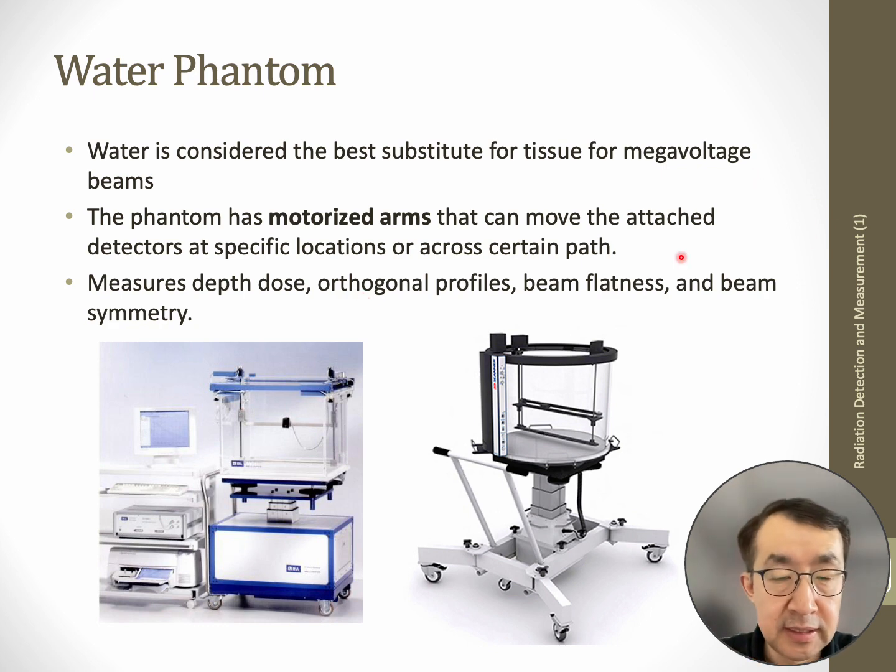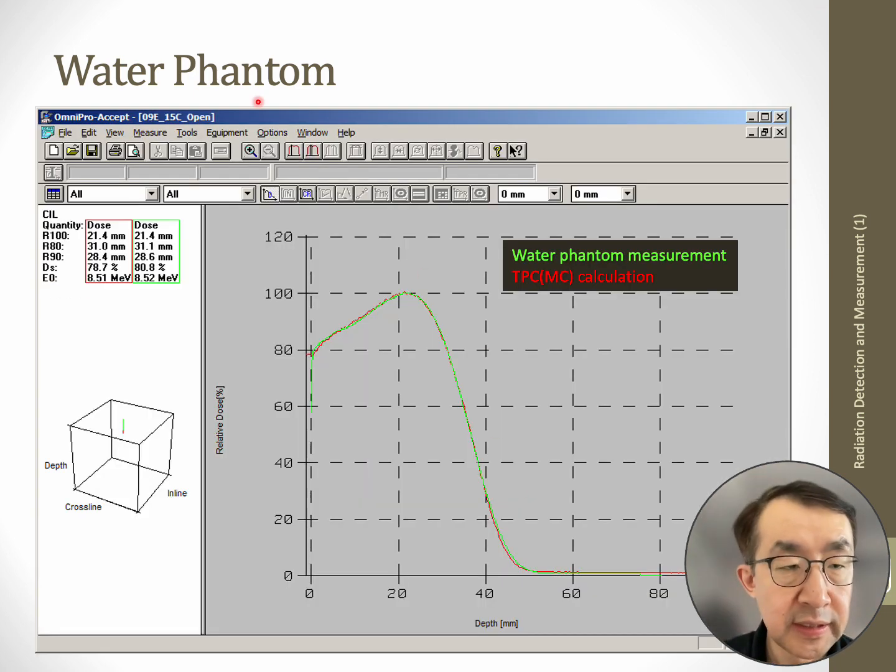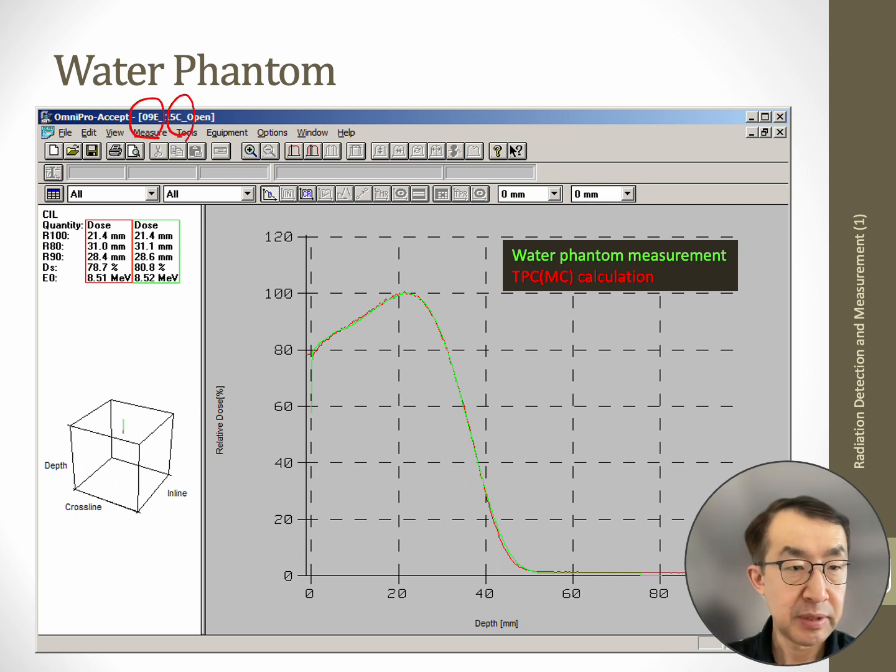When we say beam flatness, it's how flat our beams are for the flattened beams, 6x, or beam symmetry, how similar our left and right of a profile are. You're looking at a 9 MeV beam that we measure using that water phantom. In green is the actual measurement. So 9 MeV and 15 by 15 cone under the machine.